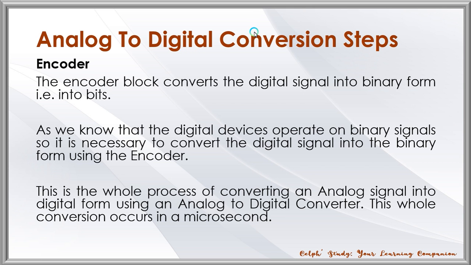Next, we have an encoder stage. The encoder block converts the digital signal into binary form, or into bits. As we know, digital devices operate on binary signals, so it is necessary to convert the digital signal into a binary form using the encoder.